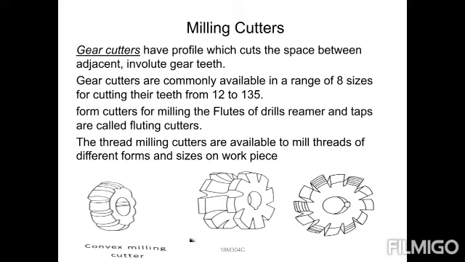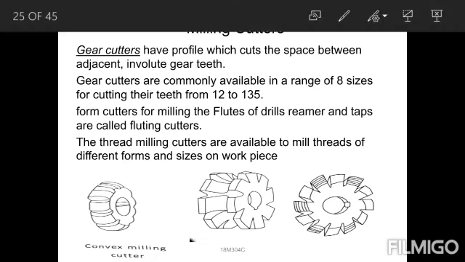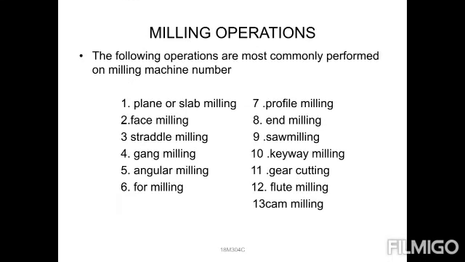Form cutters, flutes or drill reamers are called fluting cutters. Thread milling cutters are available to mill threads of different forms and sizes, so workpieces of different sizes can also be produced. These are the milling cutters. Next one is the milling operations, which are the operations available.